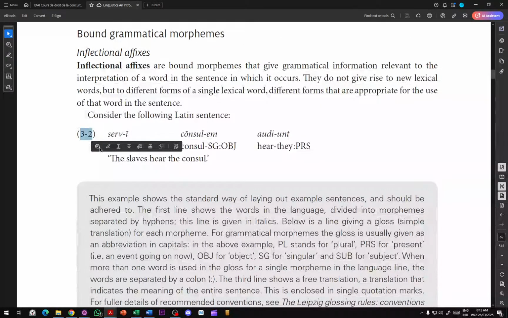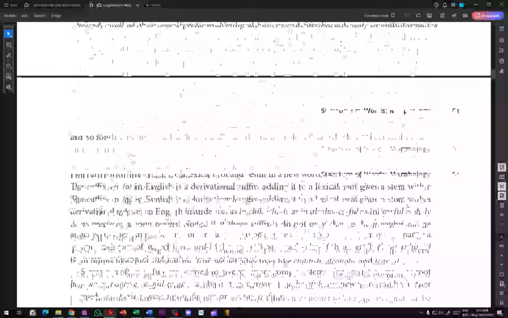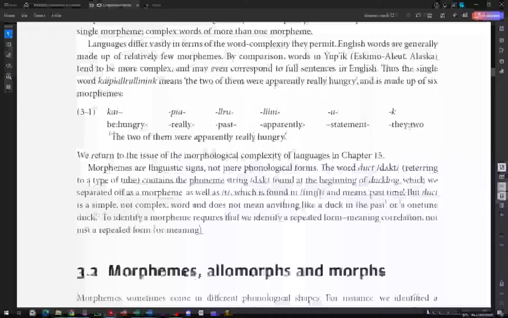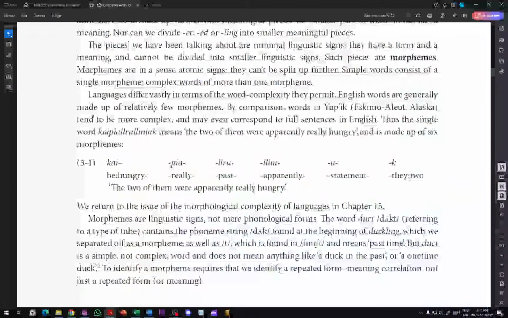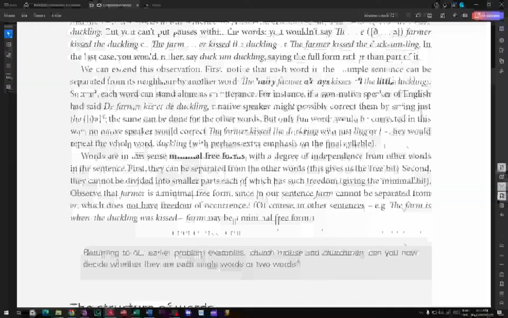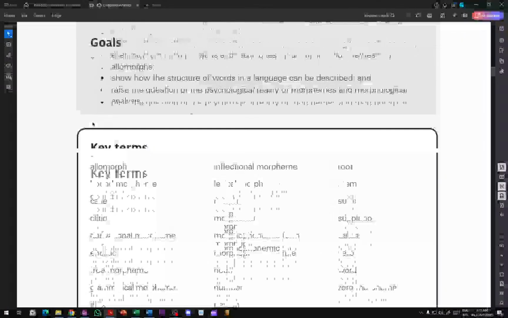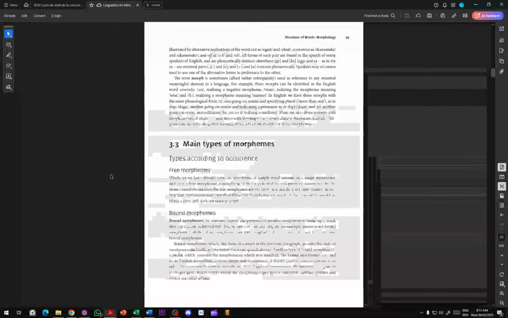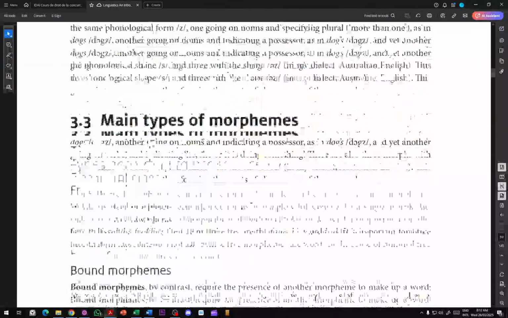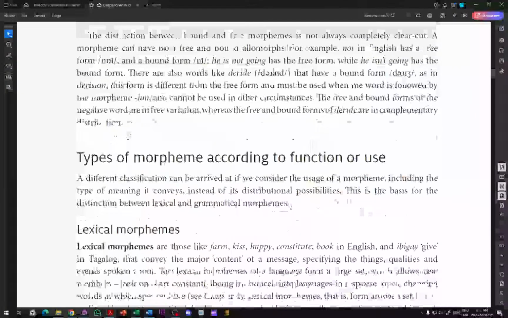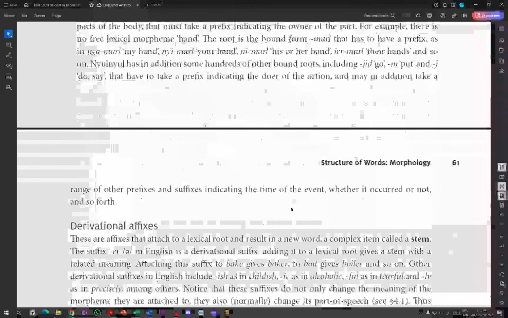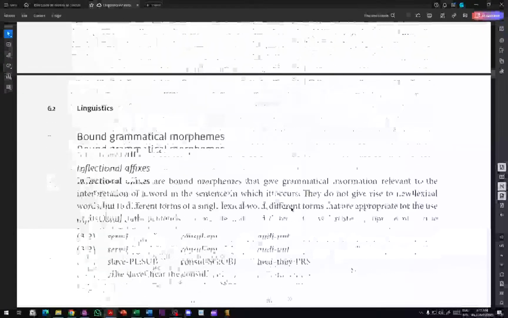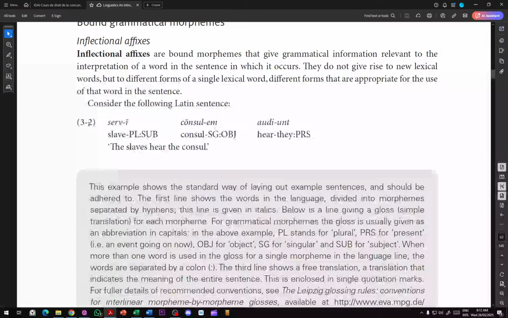What is this 3-2? Was there 3-1 before? Yes, there was 3-1. Okay. This is 3-2. Cool.